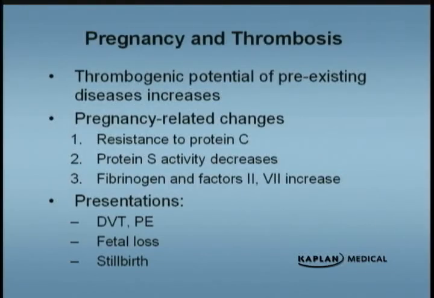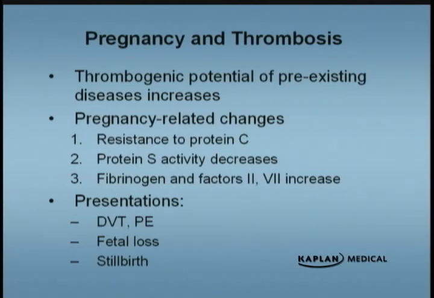So patients that are pregnant and have thrombosis usually have pre-existing diseases. That's very important that you understand that most of these patients don't clot just out of the blue. They usually have some kind of pre-existing potential disease. Plus, on top of this, a couple of pregnancy-related changes occur. For example, studies have shown that the resistance to protein C increases. It just happens in pregnancy. We don't know why, but it happens. Protein S activity decreases. And then some other things, like fibrinogen increase, so they make you more prone to clotting.